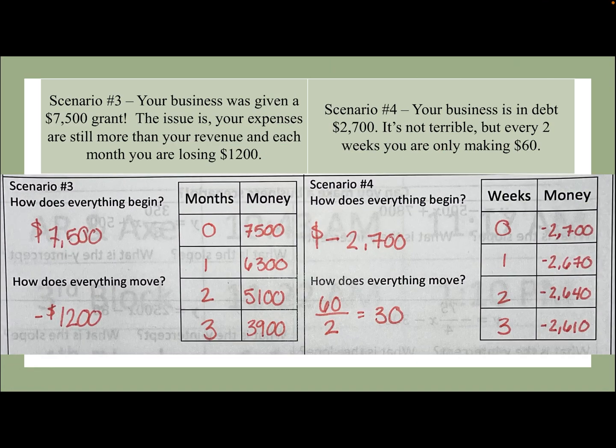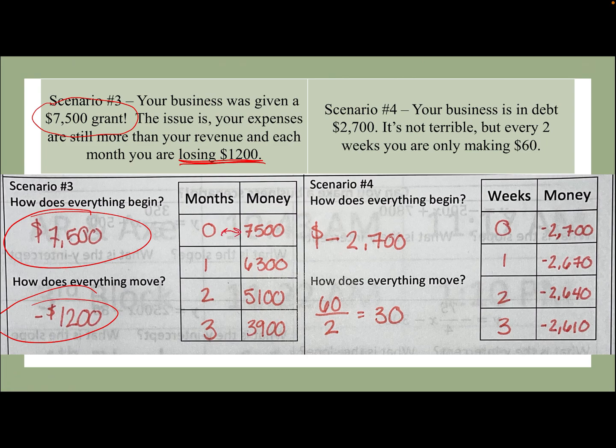All right, scenario 3. Your business was given a $7,500 grant. The issue is your expenses are still more than your revenue, and each month you are losing $1,200. So we have a grant. Again, that's money just kind of given to you. You don't have to pay that back. That's why this is in the positive. But we are losing $1,200, makes this number negative.